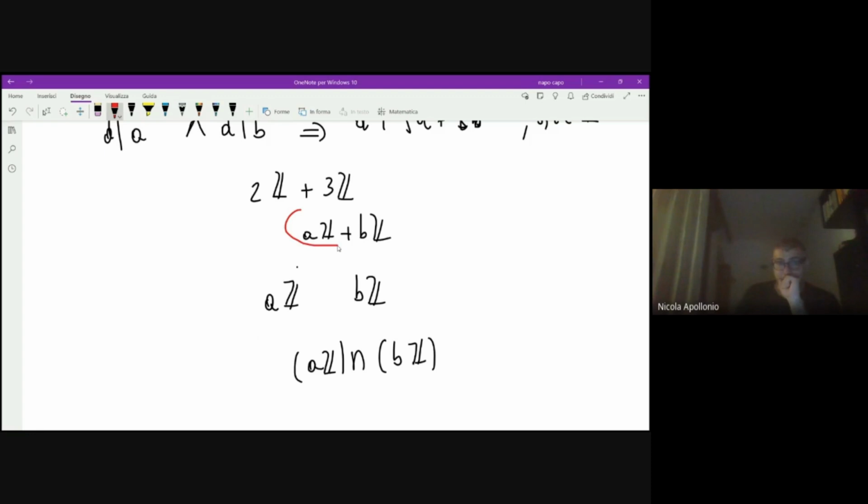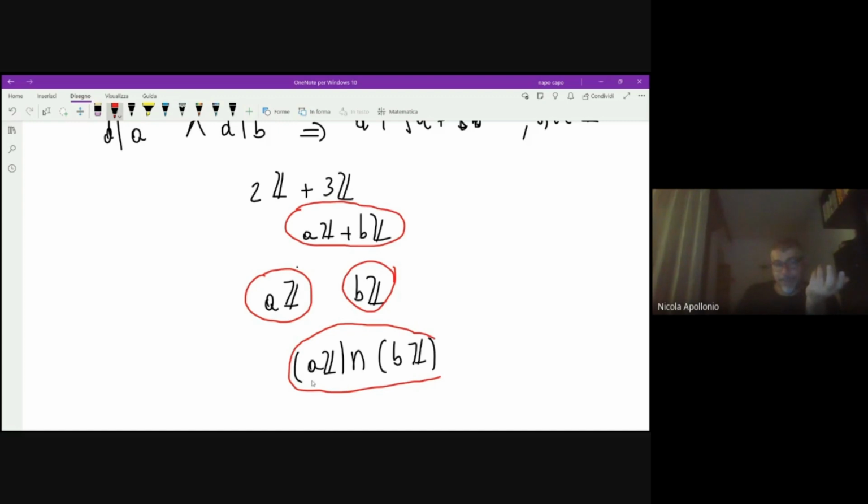So what is this one? It is the set of linear integer combinations of A and B. The other two are AZ and BZ, and their intersection. Good. So what is this set? The intersection between the set of multiples of A and the set of multiples of B is, of course, the set of common multiples of A and B.